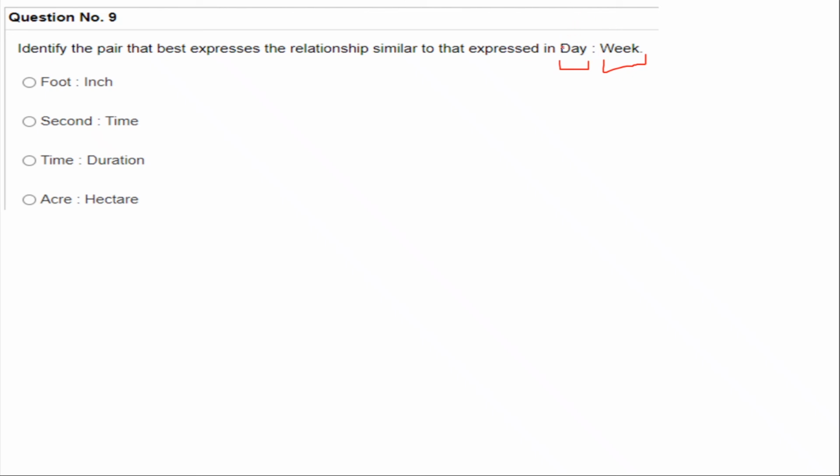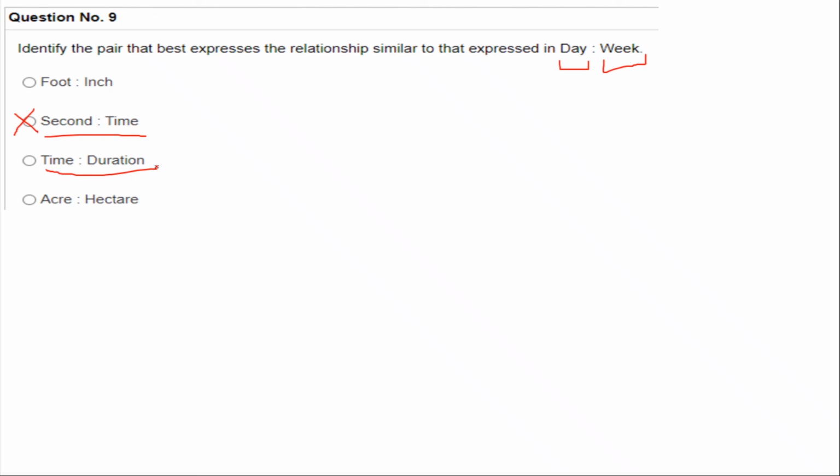Now let's go to the option foot and inch. It is a way of measurement of length. Second and time. Now second and time cannot be related to each other because time is measured in seconds. So this is not actually matching with the correlation provided here. So it cannot be the answer. Similarly, time and duration, it is also not matching because a small amount of time we call duration. Okay, so that is not matching.